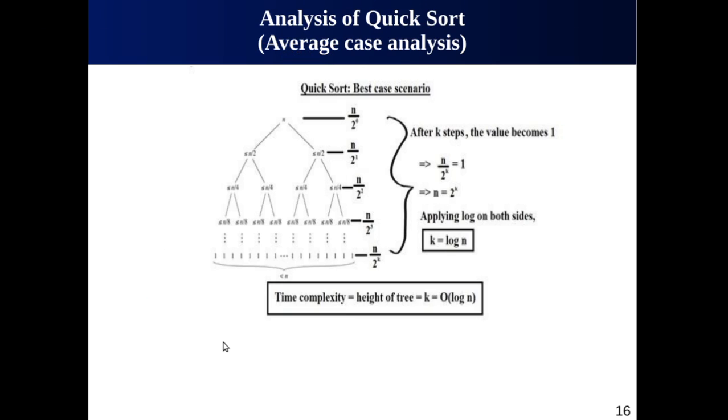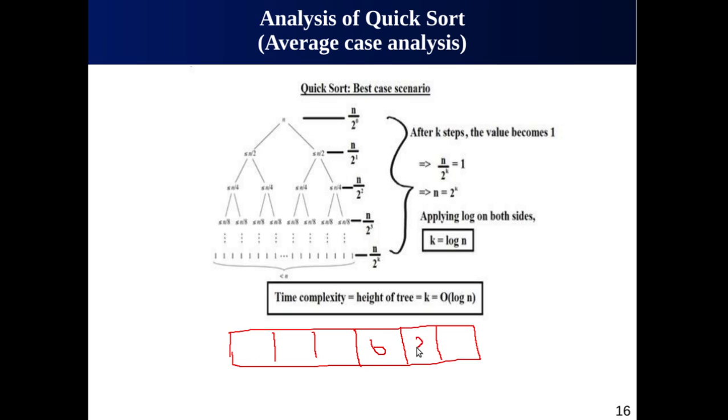Let us consider the second possibility. Now the array has an even number of elements, like this. How many elements do we have here? 1, 2, 3, 4, 5, 6. Suppose our pivot is 6. Greater elements are on the right hand side, while elements less than the pivot are on the left hand side. This is the pivot. Okay, so this is the even case.